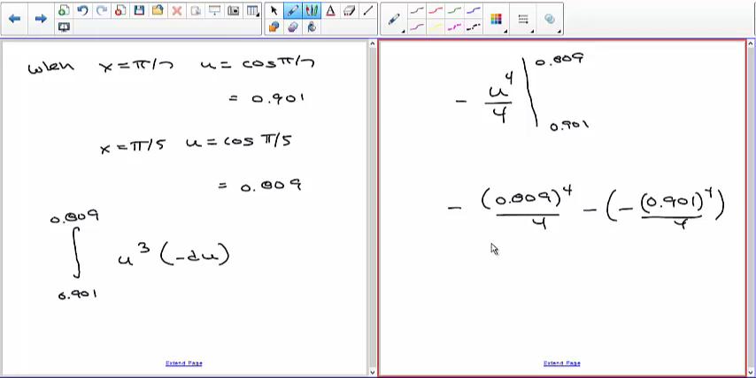So you get 0.809 to the 4th power divided by 4. So that's negative 0.107. And we've got the minus times a minus, so that's a plus. You get 0.901 to the 4th power divided by 4, which is 0.165. So you take that and subtract 0.107 and you get 0.058.